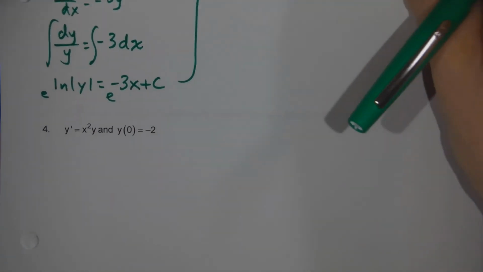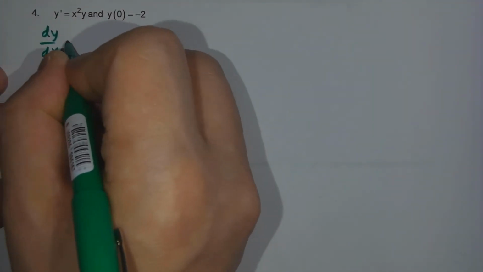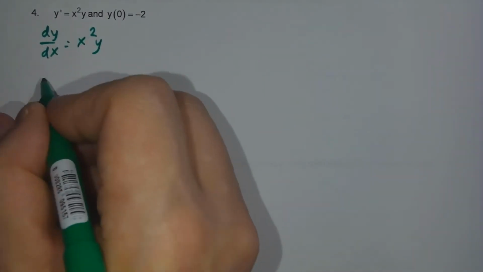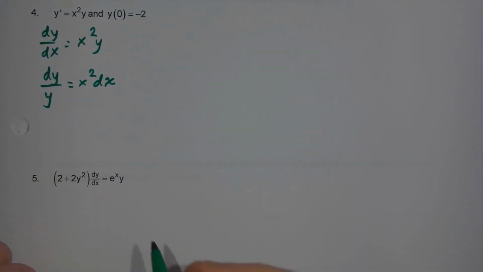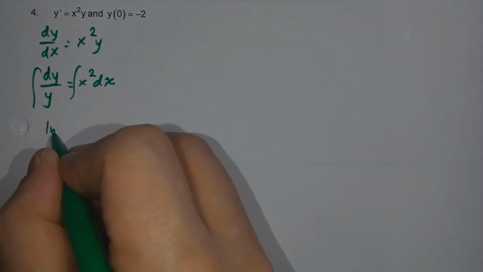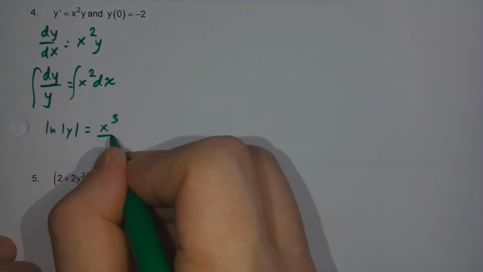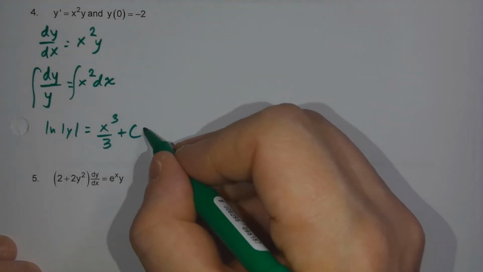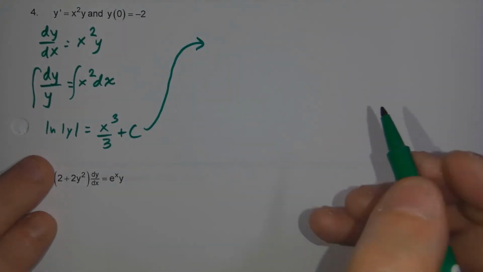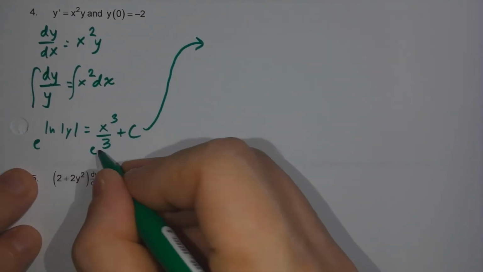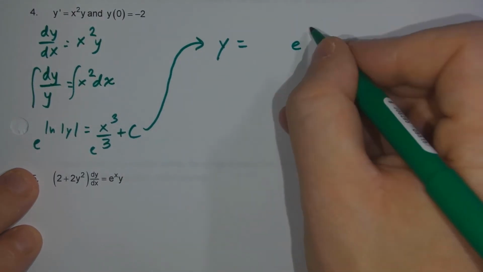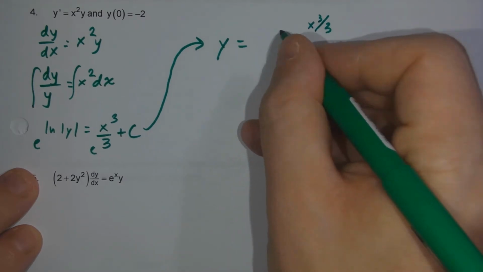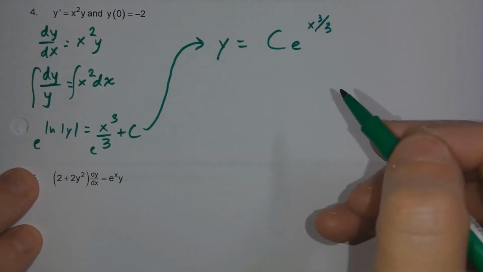So that's what I'd be getting for this one. For problem number 4, we now have dy dx equals x squared y, and thus dy over y is equal to x squared dx. And so when we integrate, we're going to end up getting ln of y equals x cubed over 3 plus a constant. All right. Coming up to here, that means that if I were to raise both sides to e, we would end up getting y equals e to the x cubed over 3, and by our little trick again, multiplied by a constant. That's what that plus c ends up meaning.